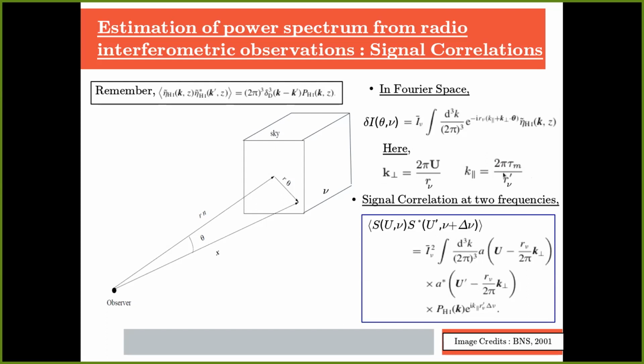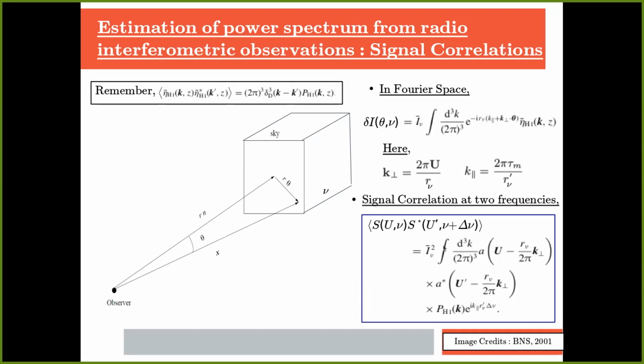So using this, we can show that if we correlate the signal at two different baselines and at two different frequencies separated by a frequency separation delta nu, then that becomes proportional to this power spectrum that we want to calculate. So this is equal to some constant into this primary beam terms into this power spectrum. Now there are assumptions, valid assumptions, where this term can be taken as a constant and it can be taken out of the integration.